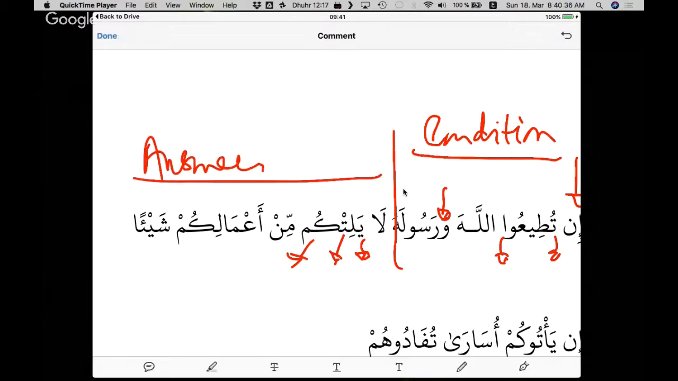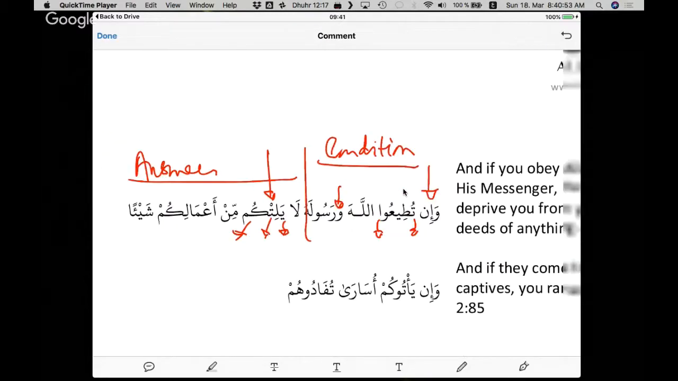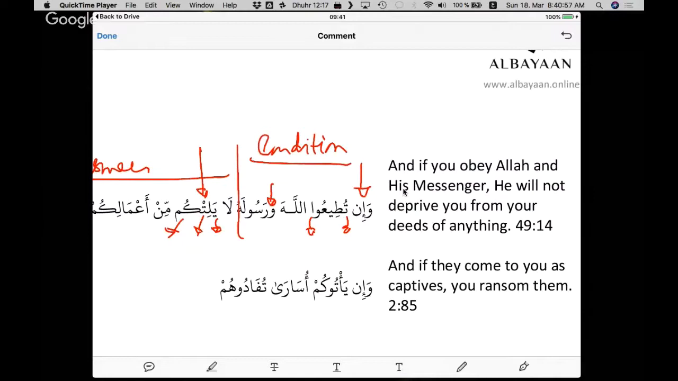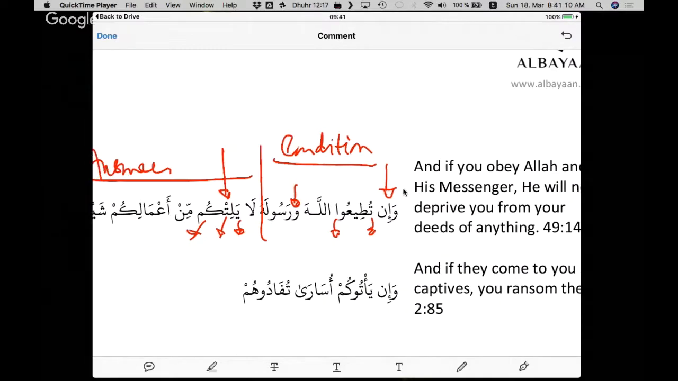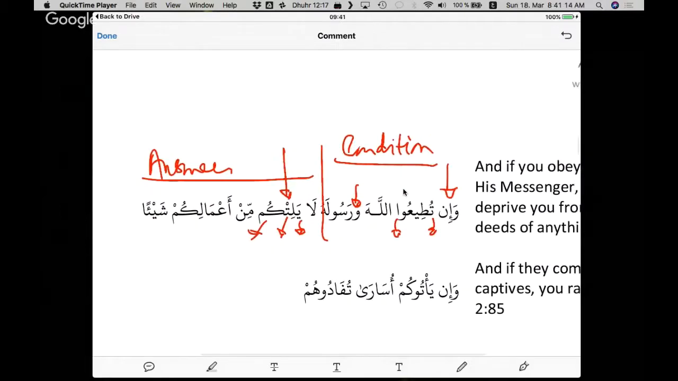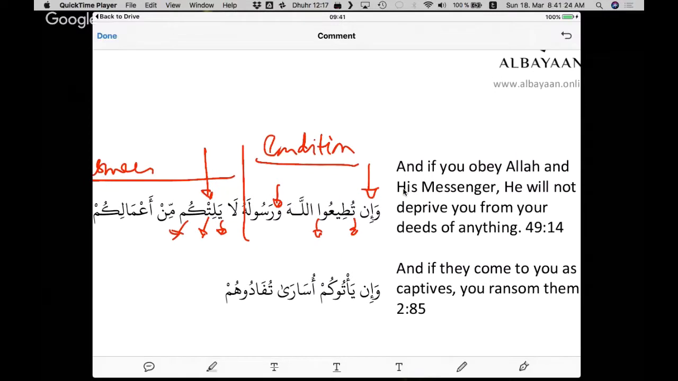How do I know? I know because this is lightest. Okay? So I know the conditions constructed within are lightest, and the jawabul shart is also lightest. The answer to the condition is also lightest. Let's read the translation. If you obey Allah and His Messenger, وَإِن تُطِعُوا اللَّهَ وَرَسُولَهُ, He will not deprive you from your deeds of anything. Okay, La yalitkum min a'malikum shay'an. So He will not deprive you of anything, effectively.